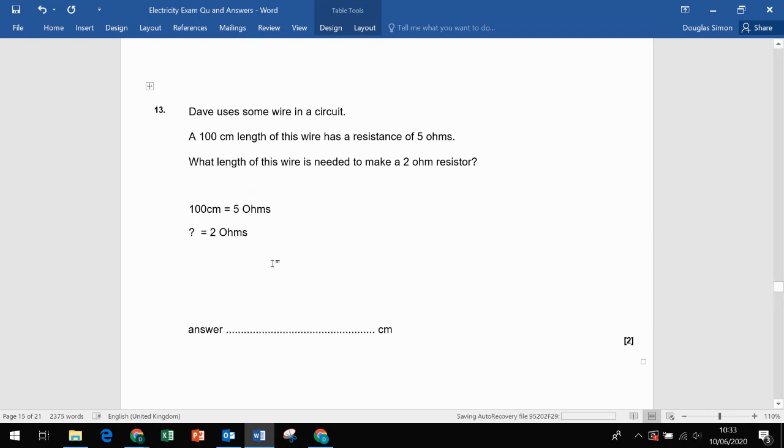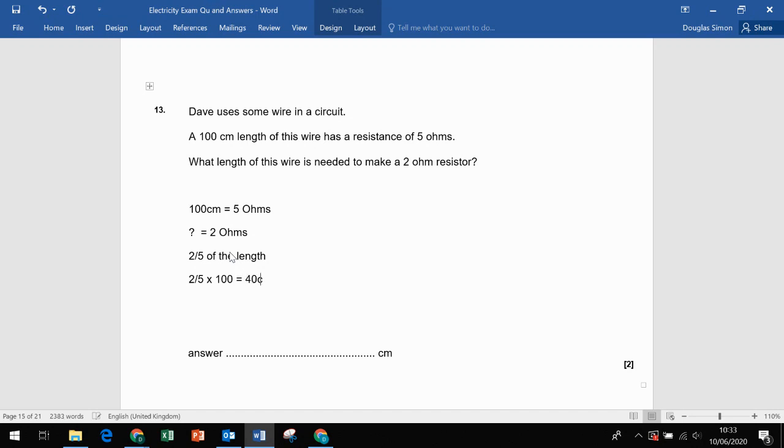Hopefully you can see this is a ratio thing. We've got 2/5, all right, of the length, because you've got 2/5 of the resistance. All right, so 2/5 times by 100 equals 40 centimeters. Just a simple ratio problem.